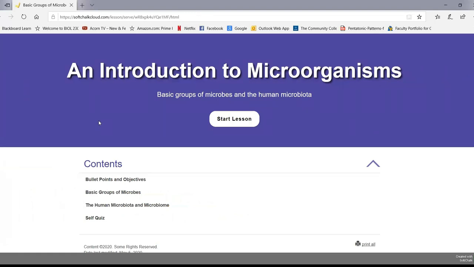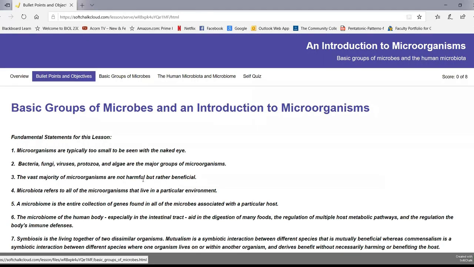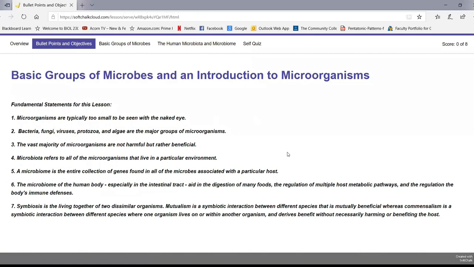Now, as I mentioned when I was giving my initial introduction to you and introducing the course, the first page of every SoftChalk lesson has bullet points and objectives. And these are the bullet points for our first SoftChalk lesson. Now, it's important that you start out reading these because these give you an indication of what we're going to be doing and covering in that particular SoftChalk lesson.